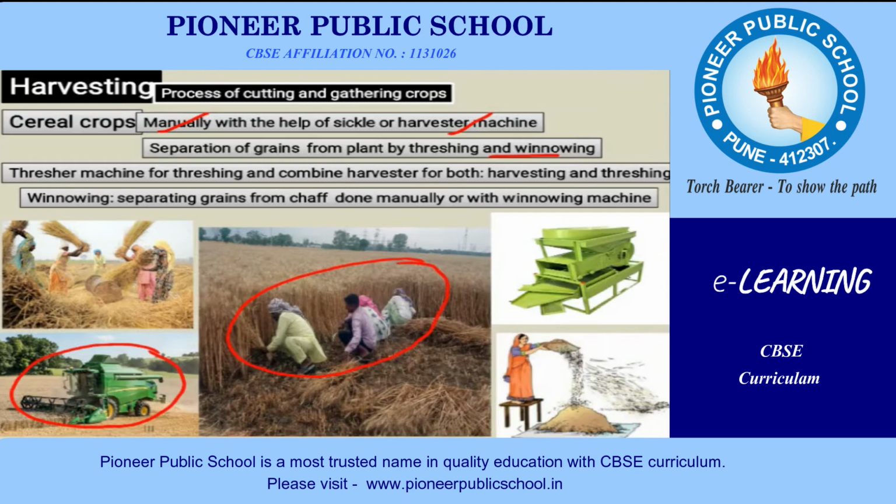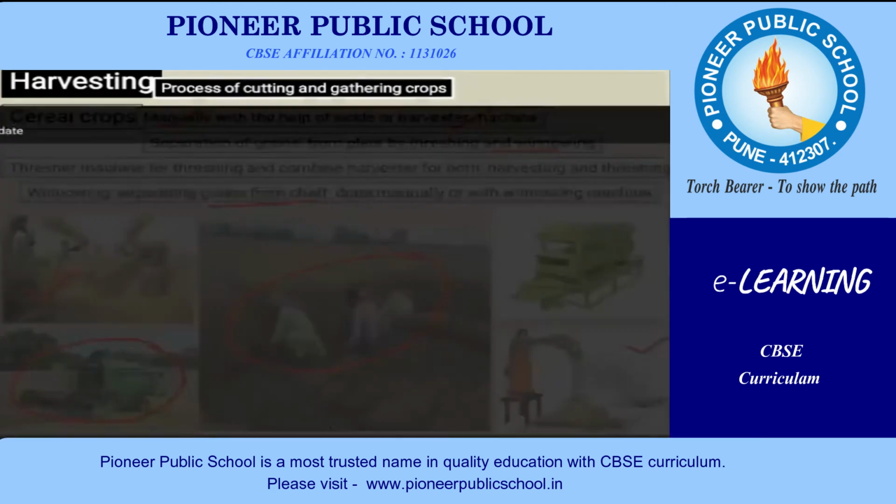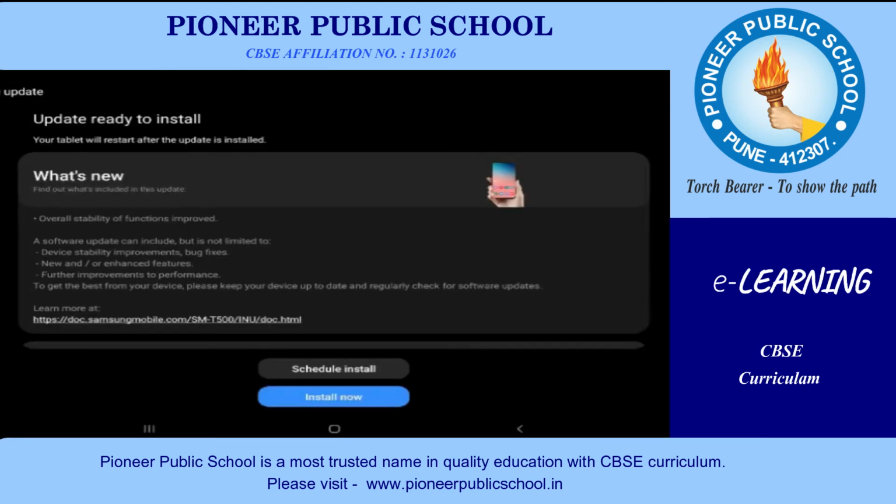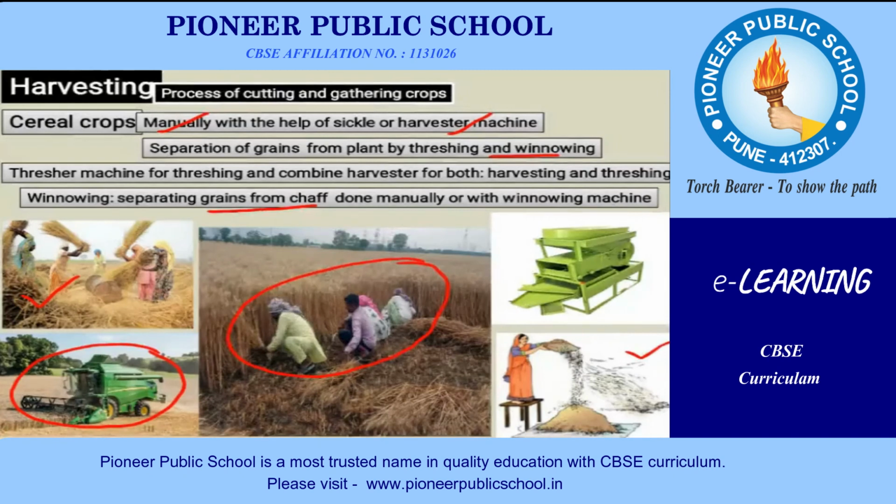Here you can see these are the female workers. They are threshing the crop and separating the grain from the plant body. Now after doing this, we need to separate the grain from chaff, and it is done manually or with the help of a winnowing machine. So dear students, here harvesting can be done with the help of a harvester machine and winnowing machine.